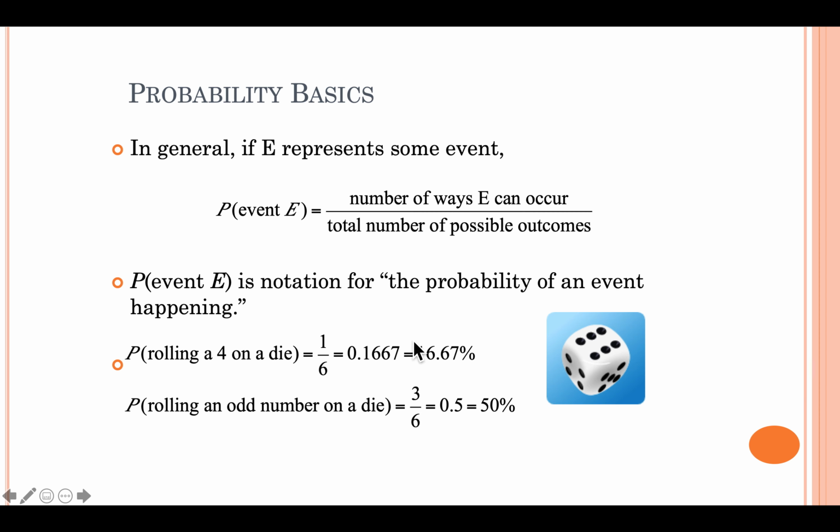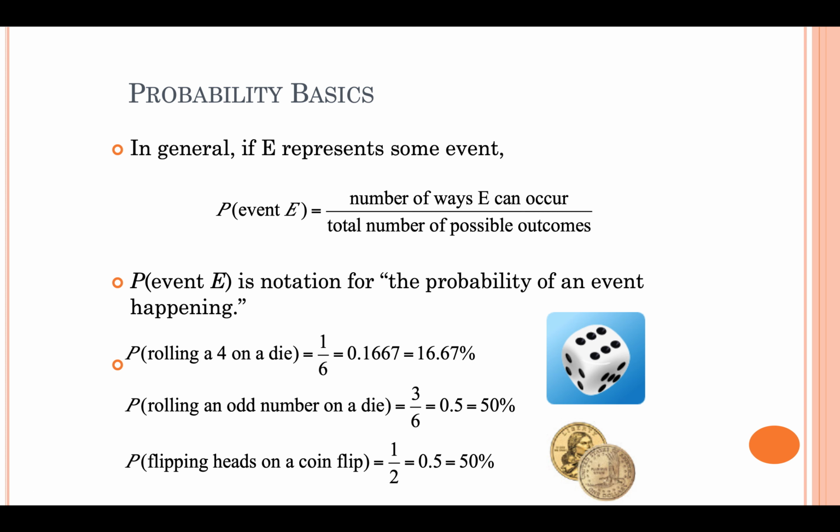Let's try that again, changing the event so that the event is rolling an odd number on a die. Now the numerator changes because the number of ways this event can occur is 3. You have 3 odd numbers on a 6-sided die, 1, 3, and 5, so your numerator is 3. Your denominator stays as 6 because you're still rolling a 6-sided die and there are 6 possible outcomes. 3 divided by 6 is 0.5, and expressed as a percent is 50%.